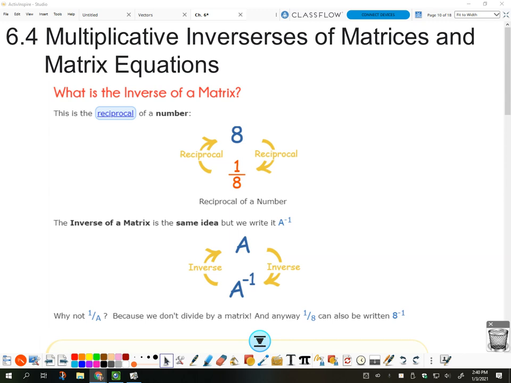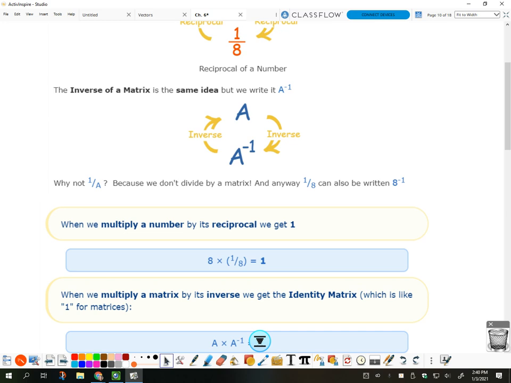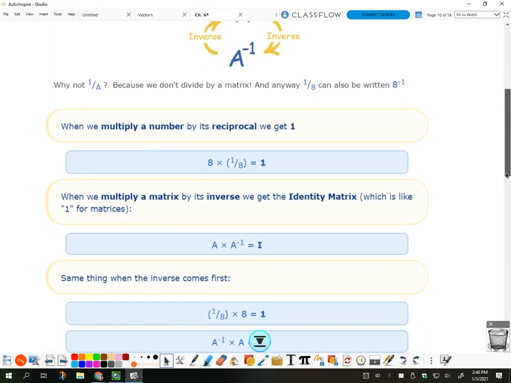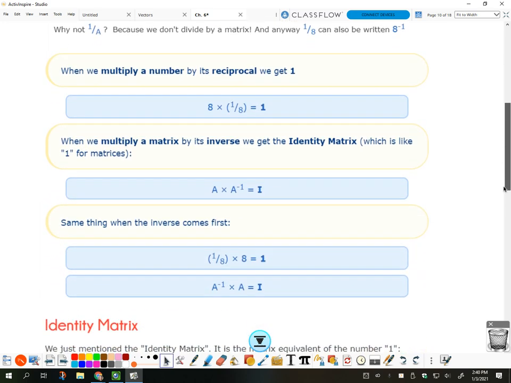This little sentence right here, I thought was kind of funny. You don't do 1 divided by a, because you can't divide matrices, but also 1/8 is the same thing as 8 to the negative 1. So it's really not like we're doing anything different. Anyway, when you multiply a number by its reciprocal, you get 1.